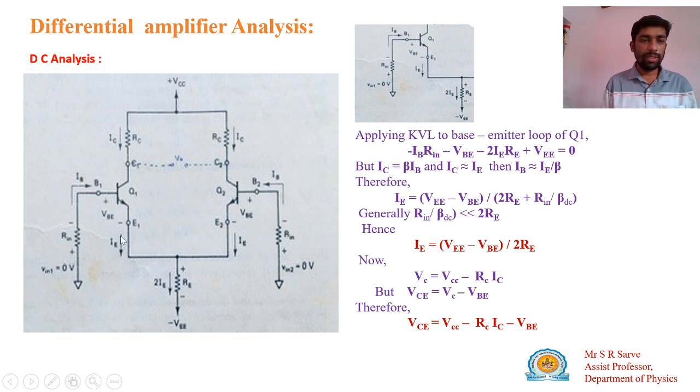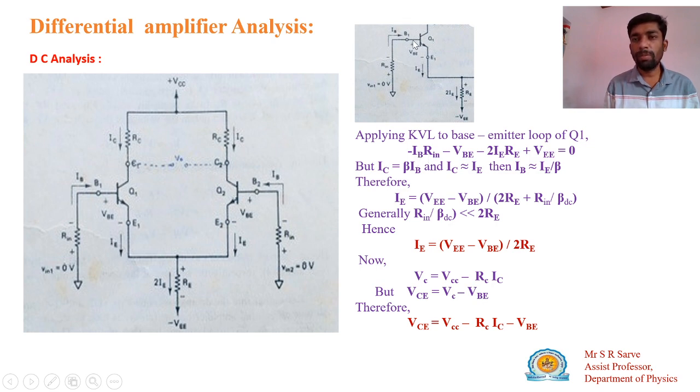Okay, so here what happens, if you move in this loop to the VEE, we are moving in this direction, and the current direction is also the same. So we will take here minus IB into the input resistance, the voltage drop across this resistance, because our direction and current direction are both the same, that's why there is a negative sign, IB into the input resistance.